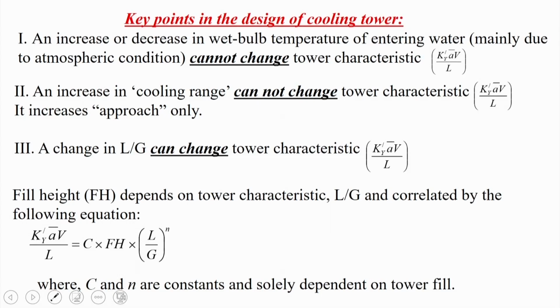So, if we want to change the tower characteristics, we need to manipulate the liquid flow rate as well as the gas flow rate. Now, the fill height, that is the filling material we will be adding inside this tower, depends on the tower characteristics and L by G, and these are correlated by the following equation. The tower characteristics is C into F h into (L by G) to the power n, where capital C and small n are constants, and these are solely dependent on the tower fill material. Whatever material is actually used to fill the tower will give the values of C and n.